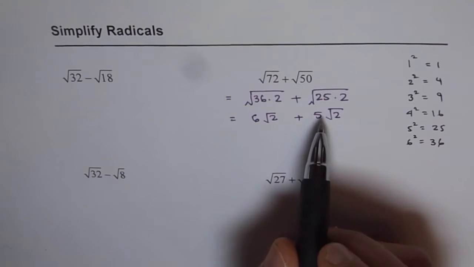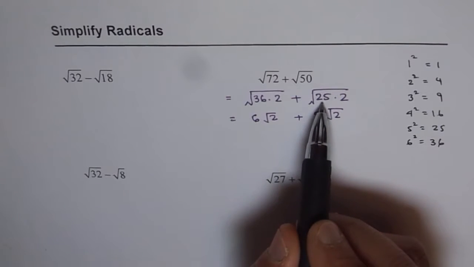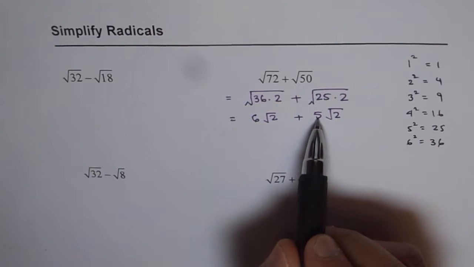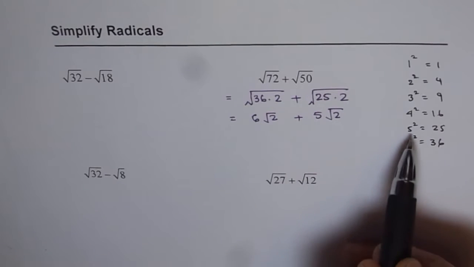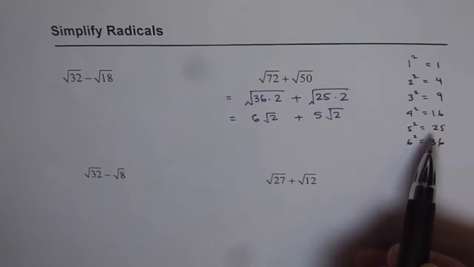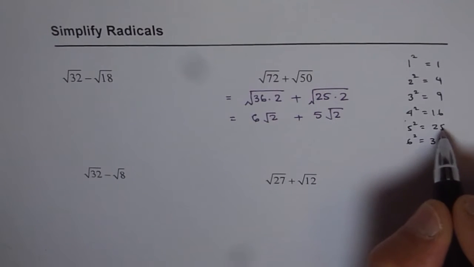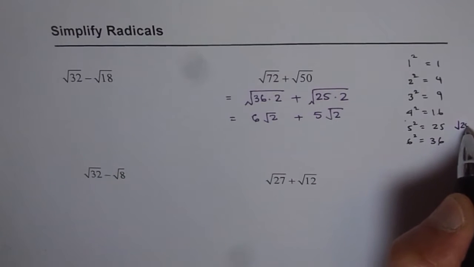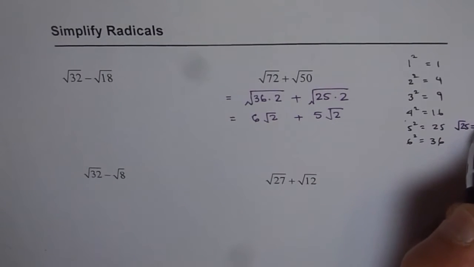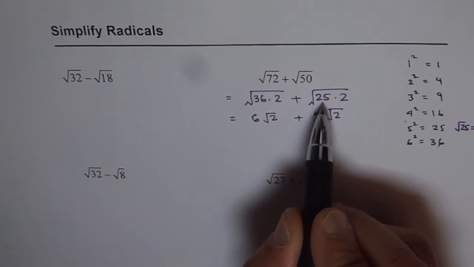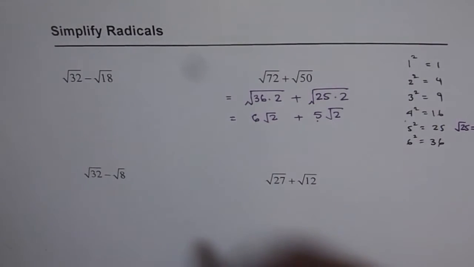What I'm doing here is, 25 is the square of 5, so I'm taking 5 outside the square root sign. Since 5 square is 25, square root of 25 will be 5. It is the reverse. Do you see the operation? So square root of 25 is 5. That is what I've done.